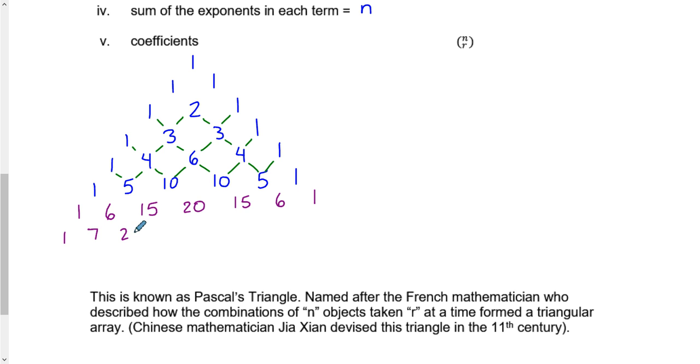1, 7, 21, 35, 35, 21, 7, 1, 1, 8, 28, 56, 70, 56, 28, 8, 1. Every single time, and I literally set it up for this specific reason to show all this.